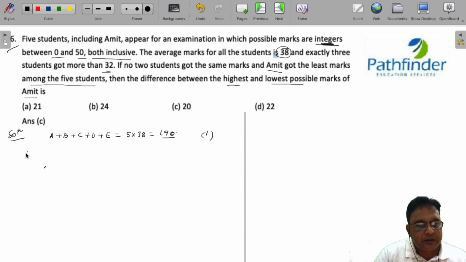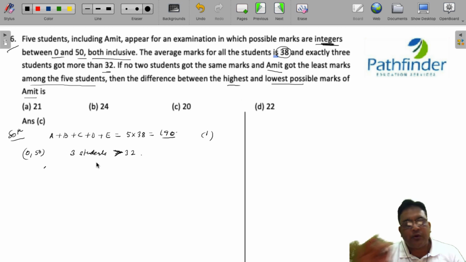And the lowest and the highest marks are 0, 50. And there are 3 students whose marks are greater than 32, not greater than or equal to, but greater than 32. You have to find the difference between the highest and the lowest possible marks of Amit. Now, when will Amit get the lowest marks? Amit is going to get the lowest marks if the others get the highest possible.